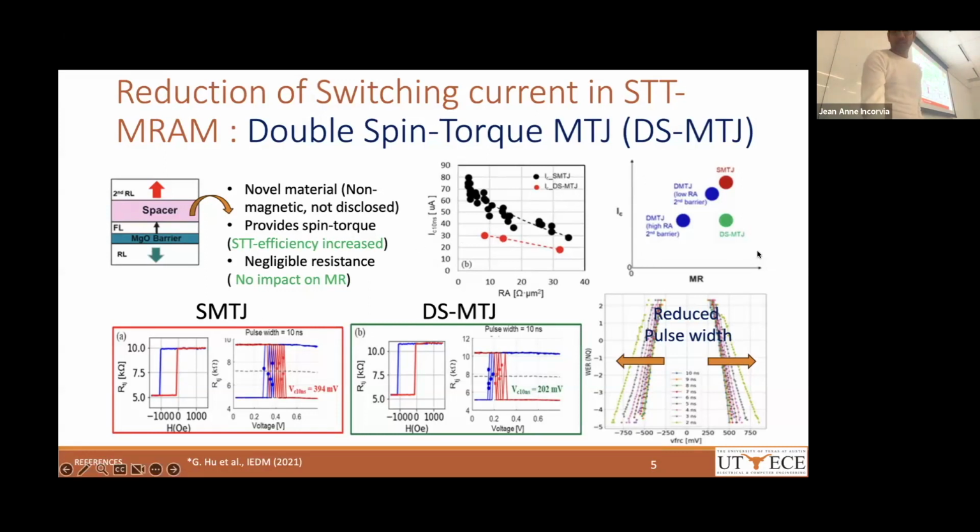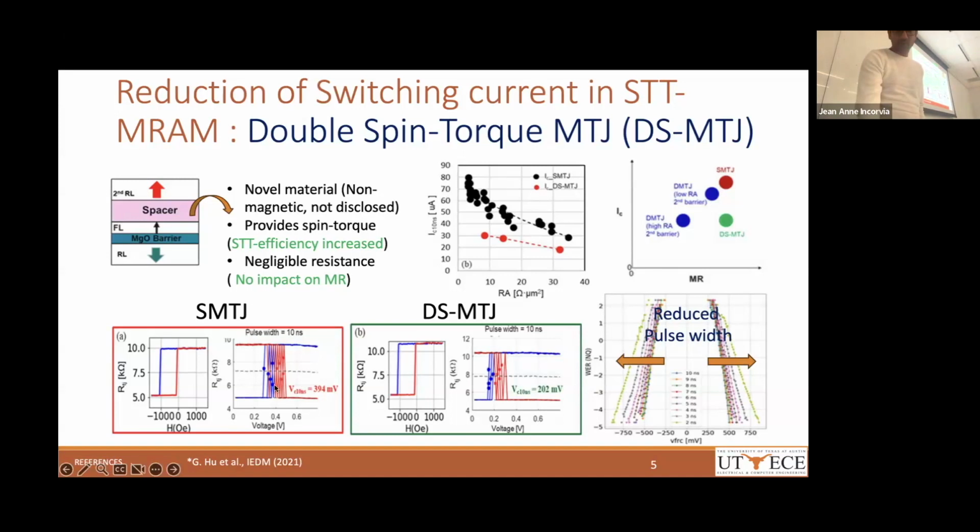So this is a comparison of all the configurations that we have here. The single MTJ is here, with high IC and high MR. Now, if we replace it with dual MTJ, because the MR gets affected, MR is lower, even though we see a reduction in IC. So to increase MR, we need to lower the resistance area product of the barrier, where we again lose the STT efficiency. But with the DSMTJ, the green one, you can actually achieve the STT efficiency while maintaining the magnetoresistance.